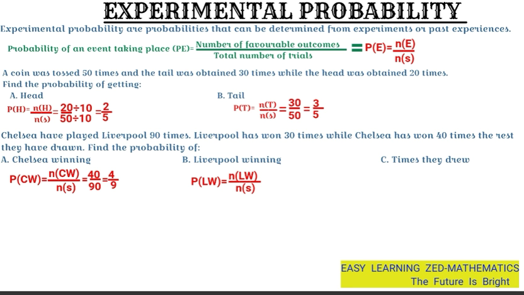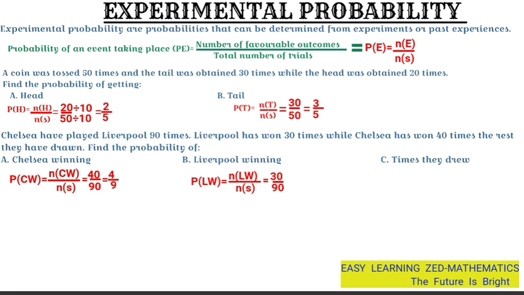So we can see that in the statement we are told that Liverpool has only won 30 games. So we're going to say equal to 30, then divided by how many times have they played? They have played 90 times. So in those 90 games, Liverpool has won 30 games.